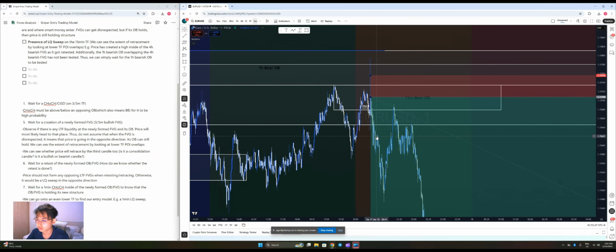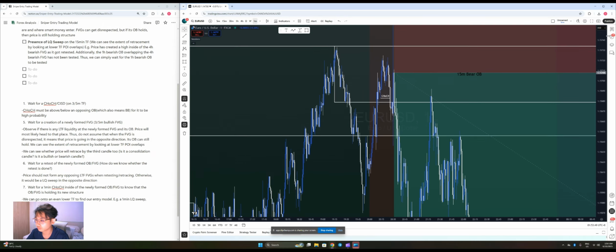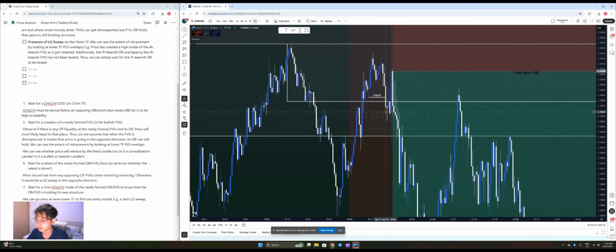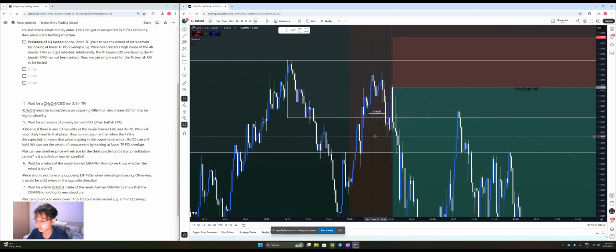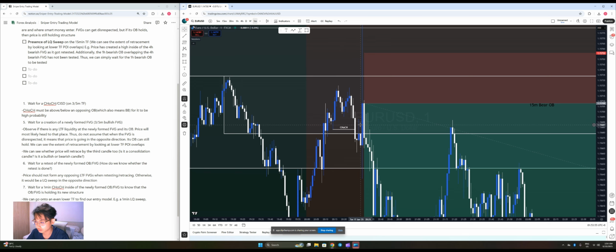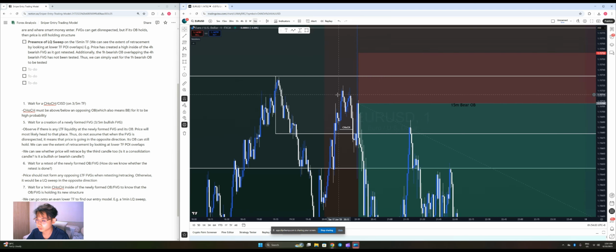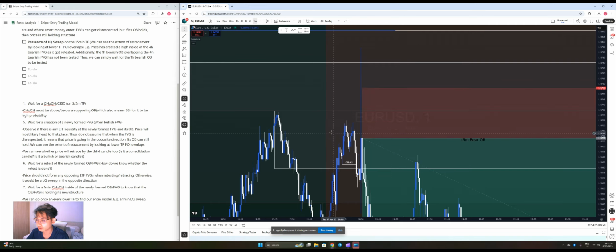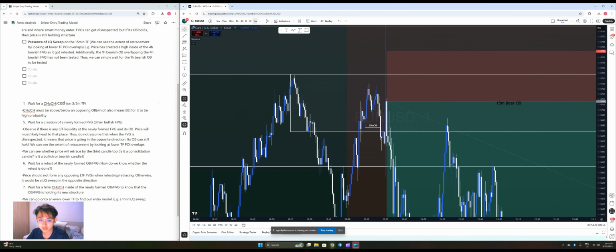1 minute, okay. Here we wait for a proper change of character and then a retest to where we try and make the retest to the order block, right? Which is here. And then indeed price came up all the way. And then after that, it set so much liquidity at the top before coming down, right? So here, let's update it for change of character.